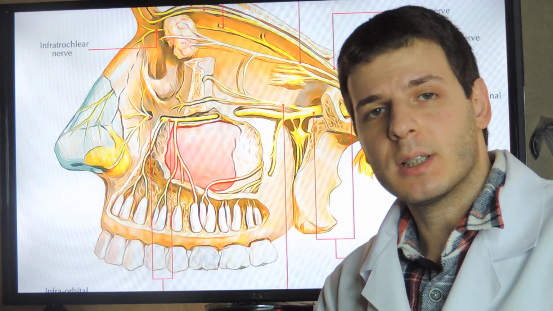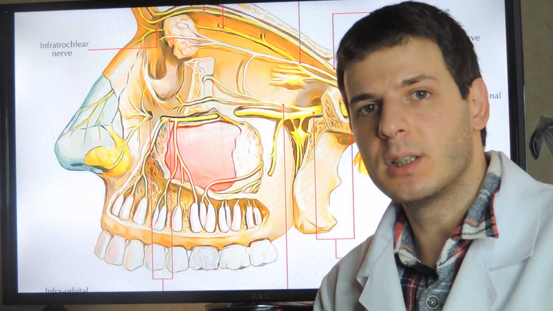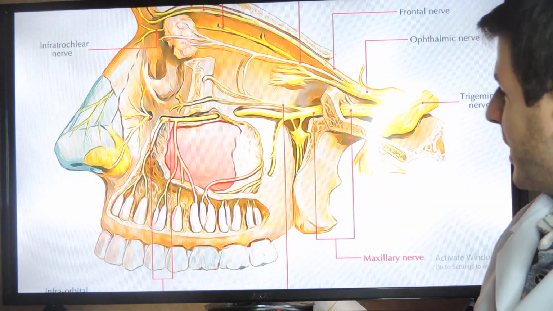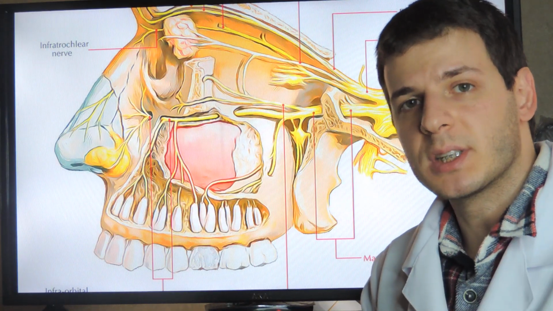In this video we will learn the anatomy of the maxillary nerve, and I hope this presentation will provide you a clear and structured overview of these anatomical structures. Let's start. The maxillary nerve is the second division of the trigeminal nerve, and it's purely sensory.